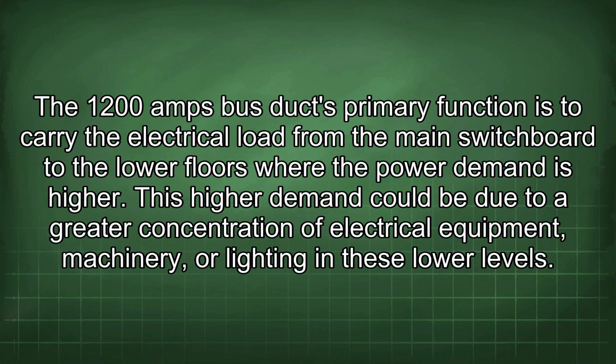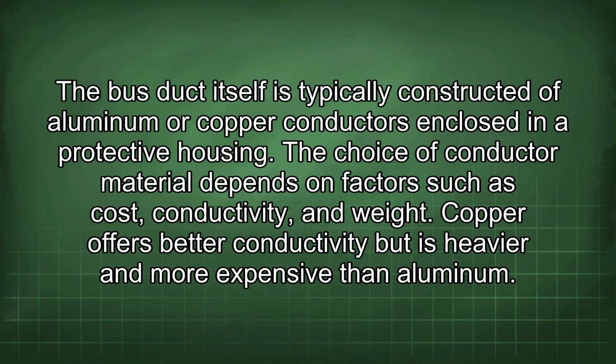The 1200 amps bus duct's primary function is to carry the electrical load from the main switchboard to the lower floors where the power demand is higher. This higher demand could be due to a greater concentration of electrical equipment, machinery, or lighting in these lower levels. The bus duct itself is typically constructed of aluminum or copper conductors enclosed in a protective housing. The choice of conductor material depends on factors such as cost, conductivity, and weight. Copper offers better conductivity but is heavier and more expensive than aluminum.